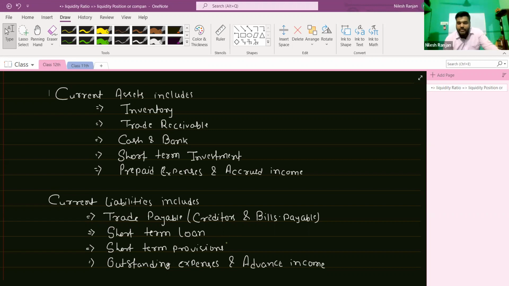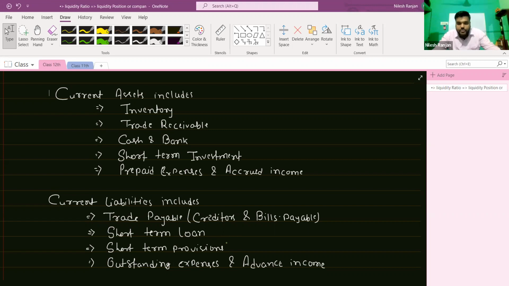Short-term investment. What about short-term investment? We invested some amount in shares or debentures of a company, and we want to sell it within 3 months. Then it is called current assets. But when we purchase the shares and we want to keep it for long term, let's say 3 years, then it is called long-term investment, not short-term investment. And it will not be included in current assets.